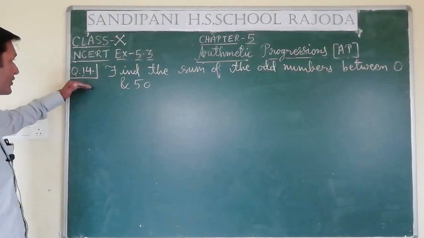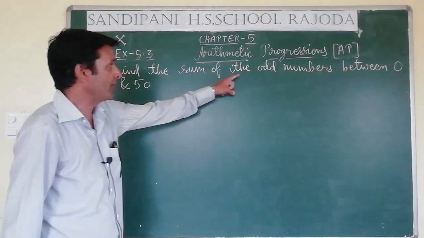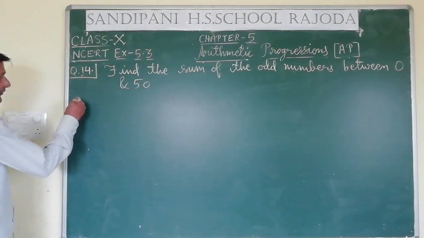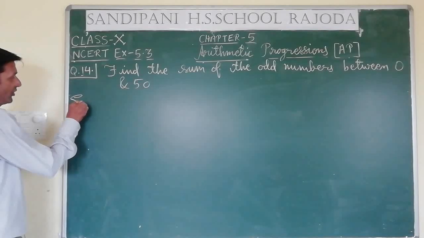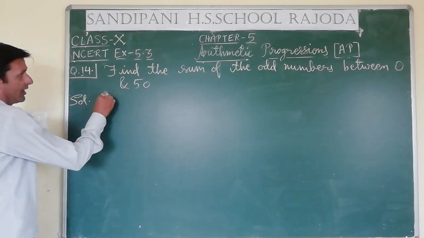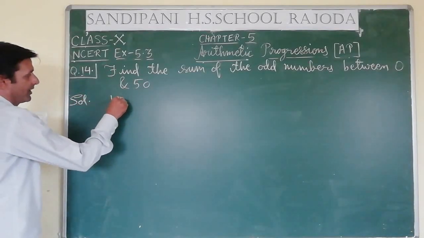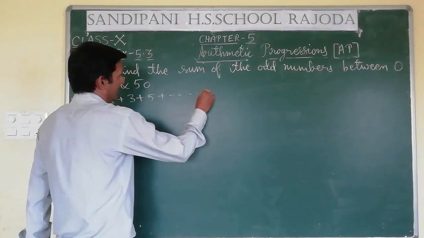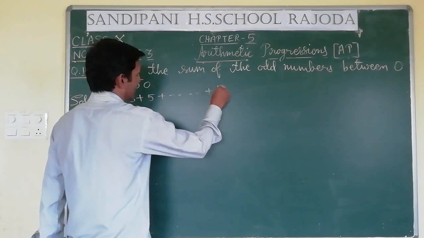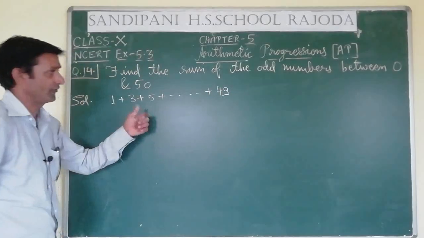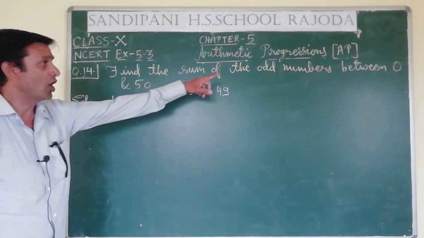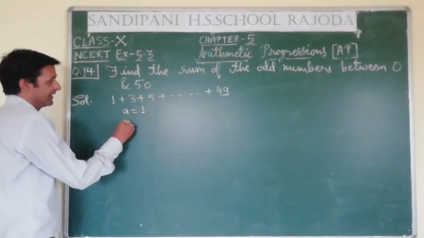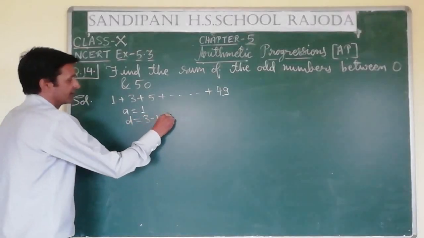Now see our question 14. It is: find the sum of the odd numbers between 0 and 50. So we have to make the arithmetic progression first of all in the solution. After 0, 1 is there. So 1 plus 3 plus 5 plus and so on plus... here it is 49, because before 50 it is 49 only which is an odd number. So here a is 1 and d is 3 minus 1, that is equal to 2.